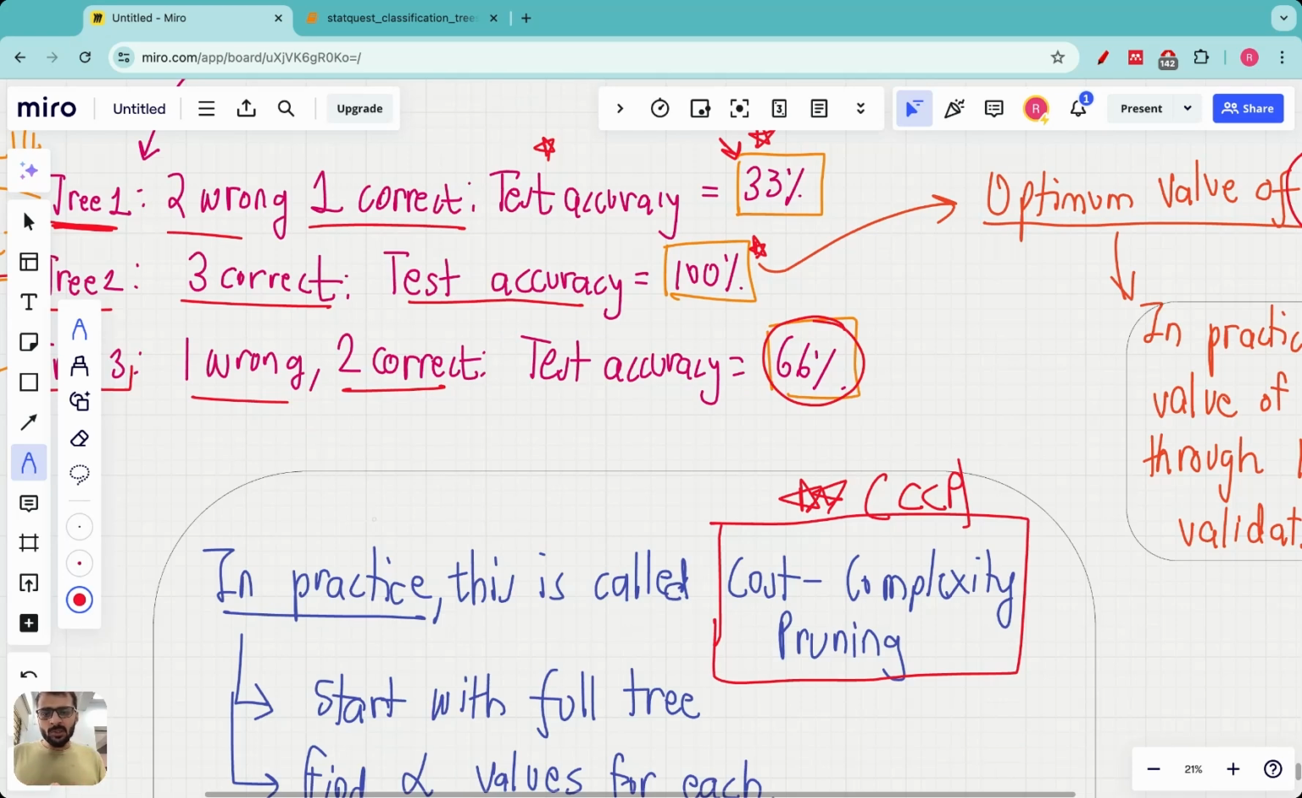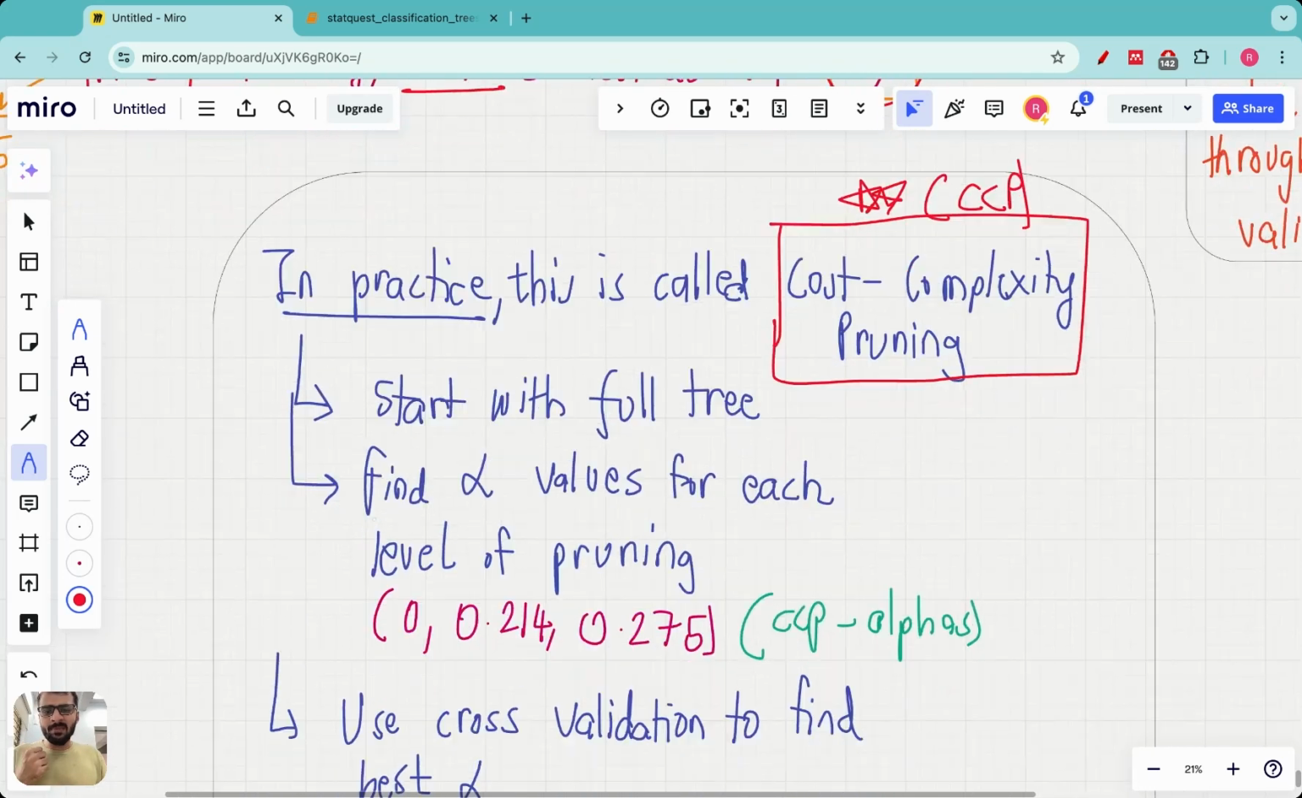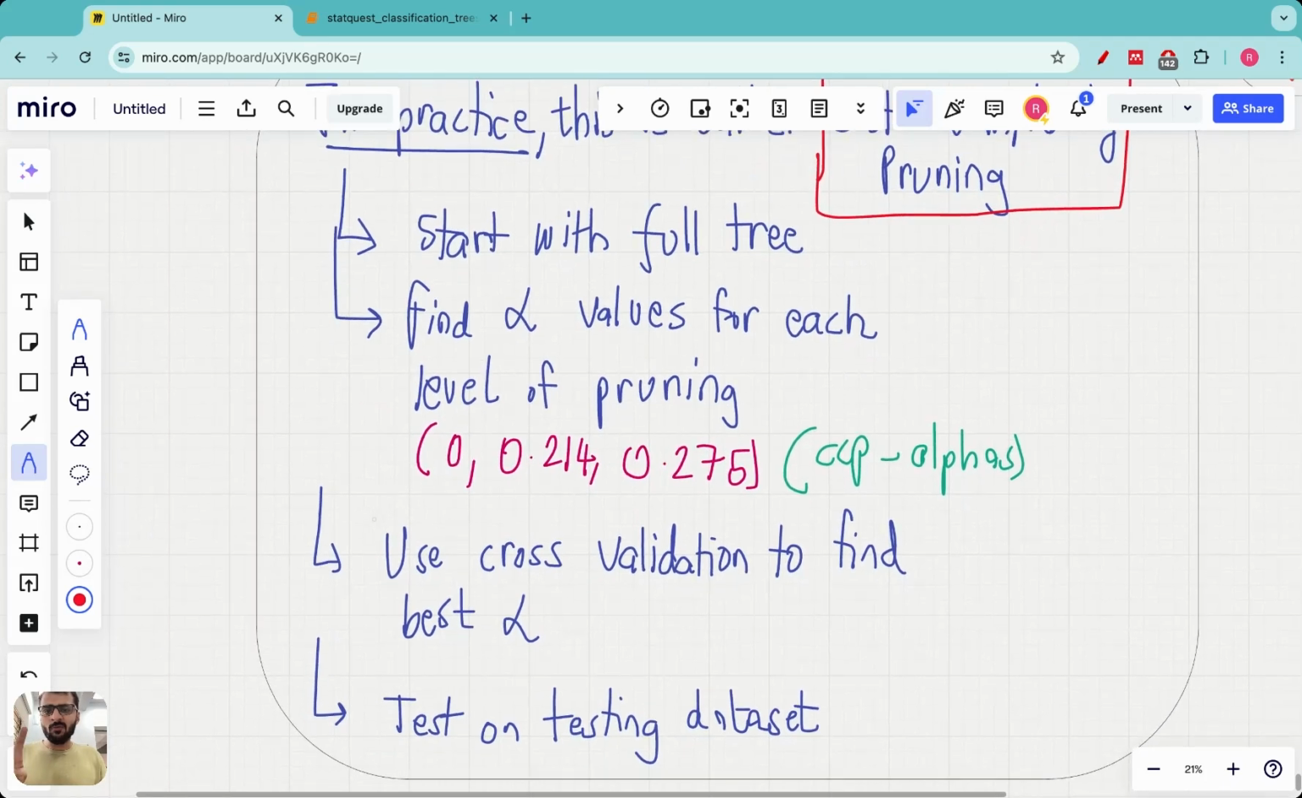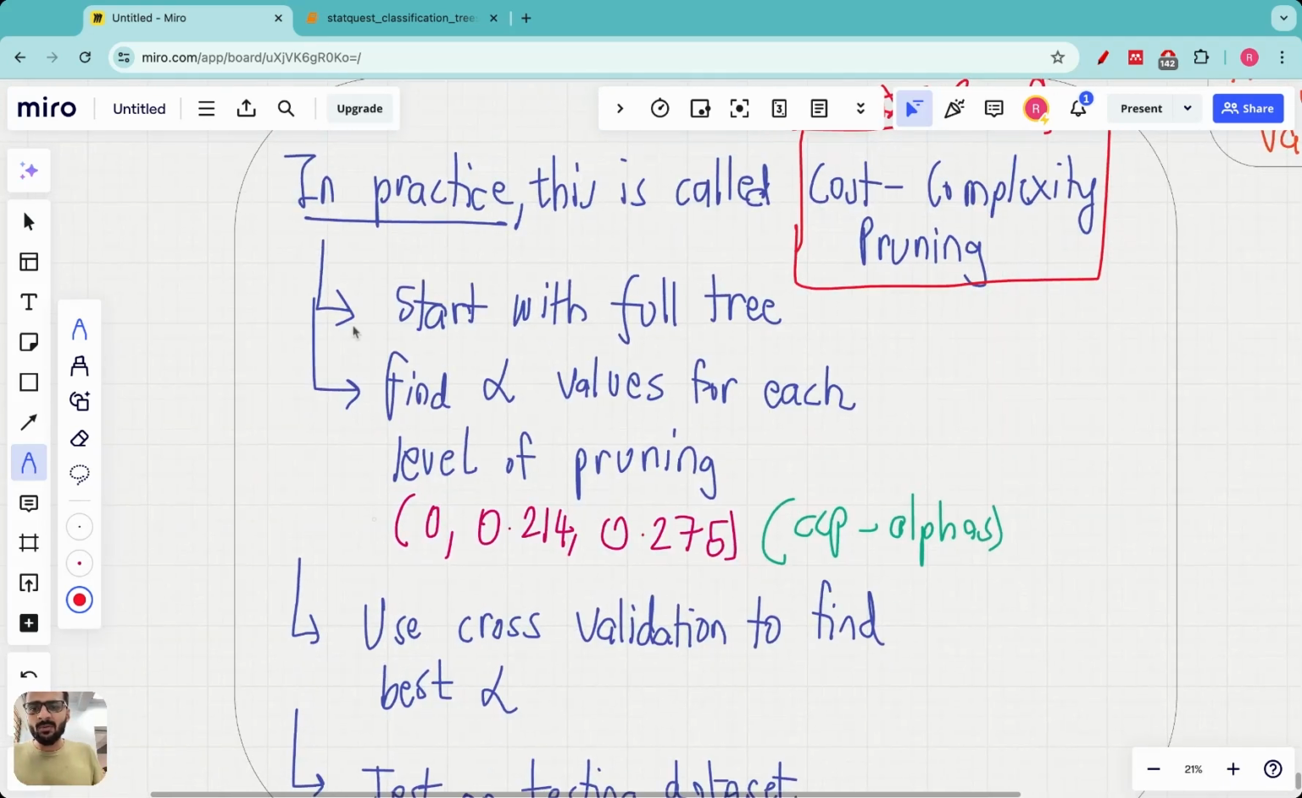So this is cost complexity pruning, and the way it is implemented in practice is that there are essentially four steps. First, you get started with the full tree. That's step number one.